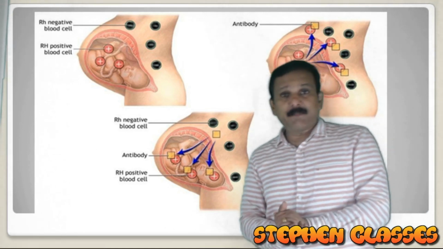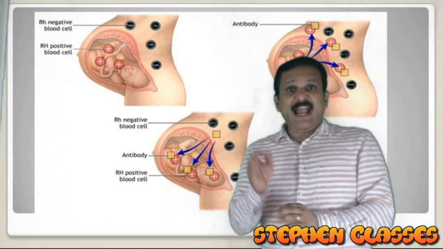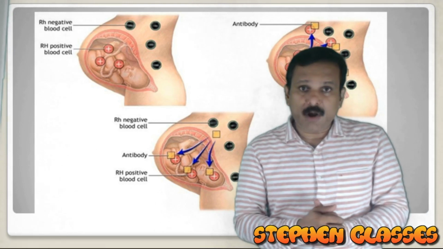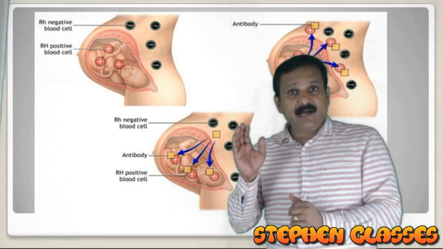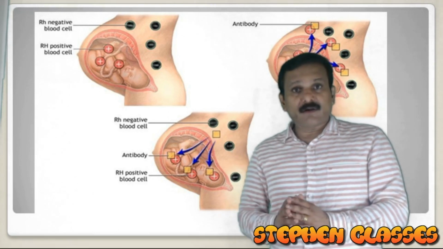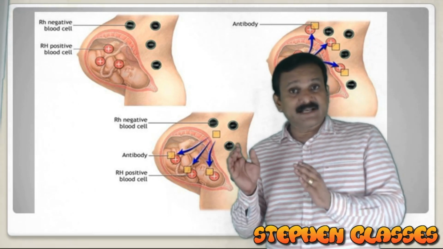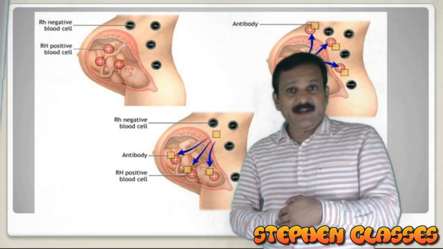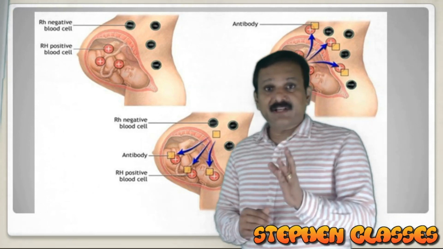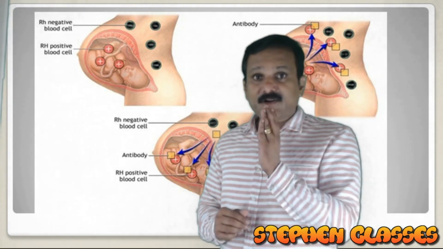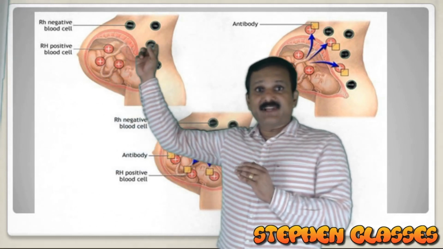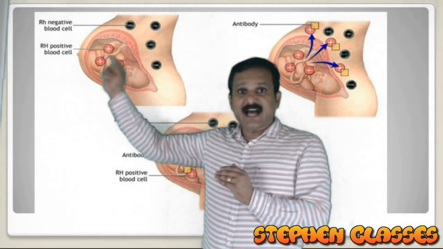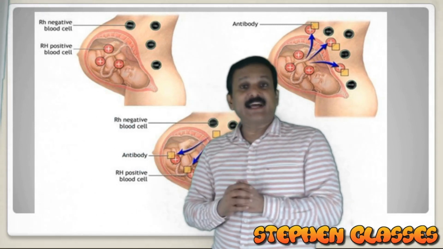And the condition can be called hemolytic disease of the newborn, because here there is hemolysis, or blood cells are destroyed, or you can also call it erythroblastosis fetalis. You got it? So in which condition does this complexity occur? This complexity occurs when the mother is RH negative and the fetus is RH positive. So that is a condition.